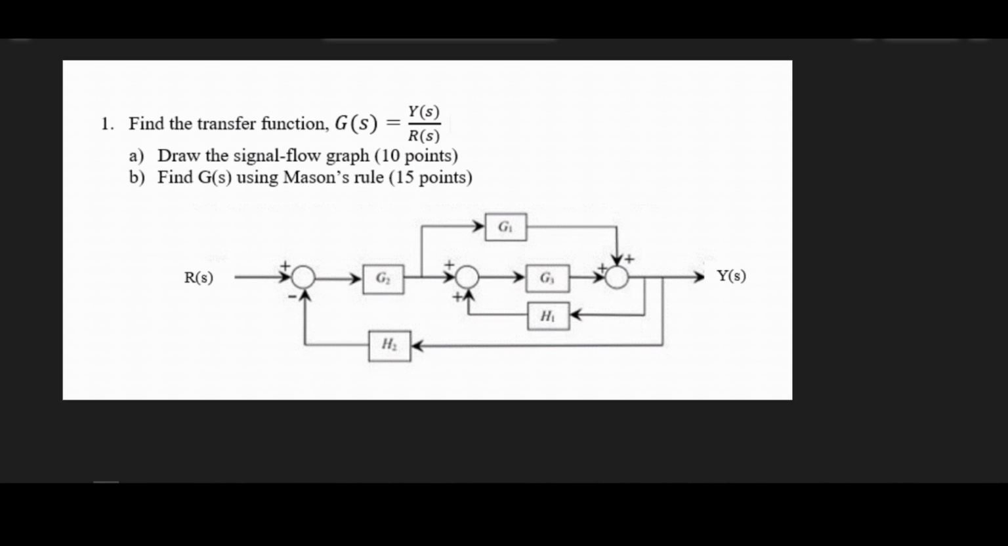This is problem number 1 of the Control Systems Exam 1. So the first one, we got to draw the signal flow graph of this diagram. What I like to do is number the nodes. We got 1 for the input, 2 for the first summer. We got 3, this one is the third node. This is the fourth node, the second summer. The fifth node is the third summer. And we got 6 as the output.